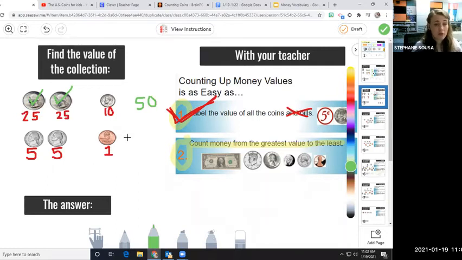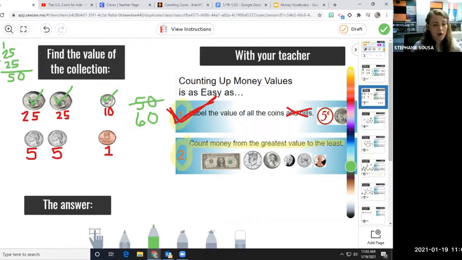If you didn't know that 2 quarters was equal to 50 cents, then you can use anywhere on this page to add 25 plus 25 to find out that it does equal 50 cents. So feel free to use that space if you need to, okay? Now I'm moving from the greatest value to the least. Next up is a 10. In my head, I know that 50 plus 10 is 60. So now I have 60 cents, and I'm going to cross out 50 cents because I got more. I don't have 50 cents anymore. I now have 60.